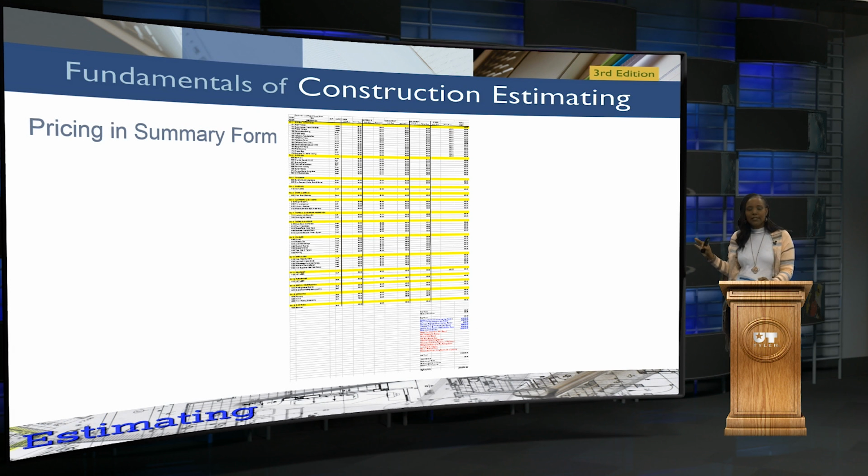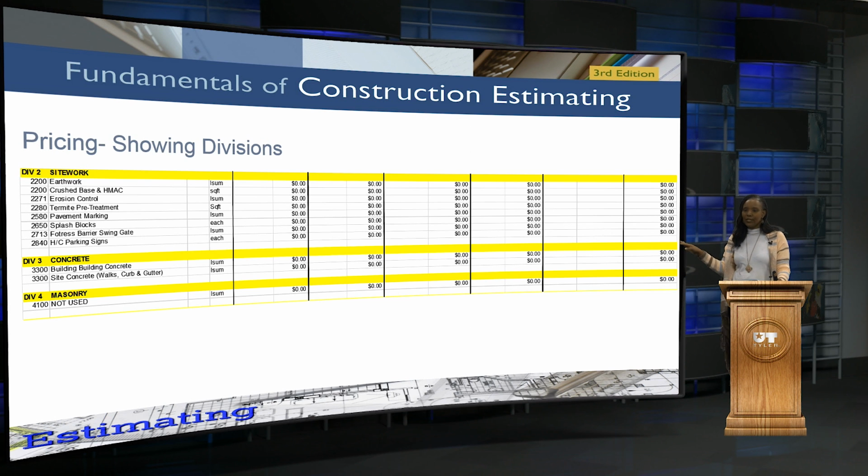Then we have pricing in the summary form. Now, we've done our recap sheets and everything, but we're going to end up putting this into a pricing summary. And like I said in the previous lectures, you're going to break these up by divisions. So all of the divisions within your project manual should be included on this summary overall. This is just a breakdown showing you site work, telling you what division site work is under, and breaking it down bit by bit.